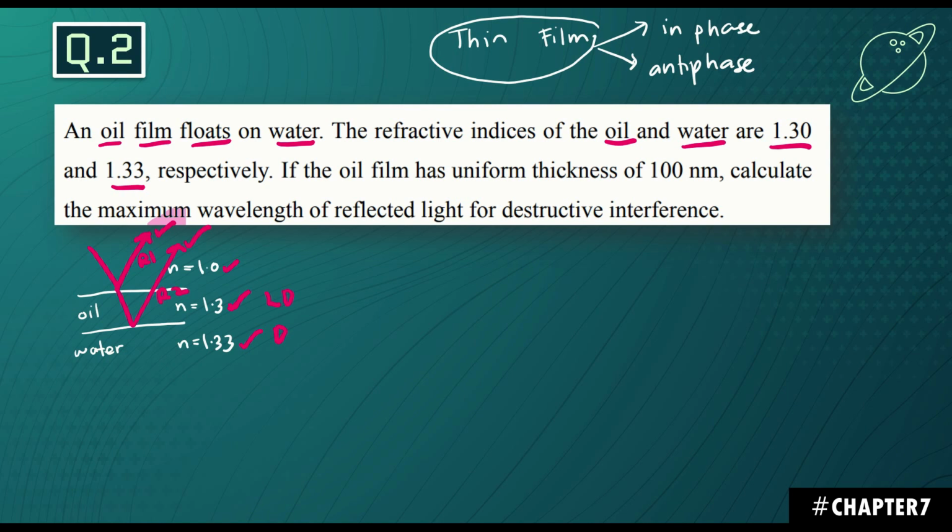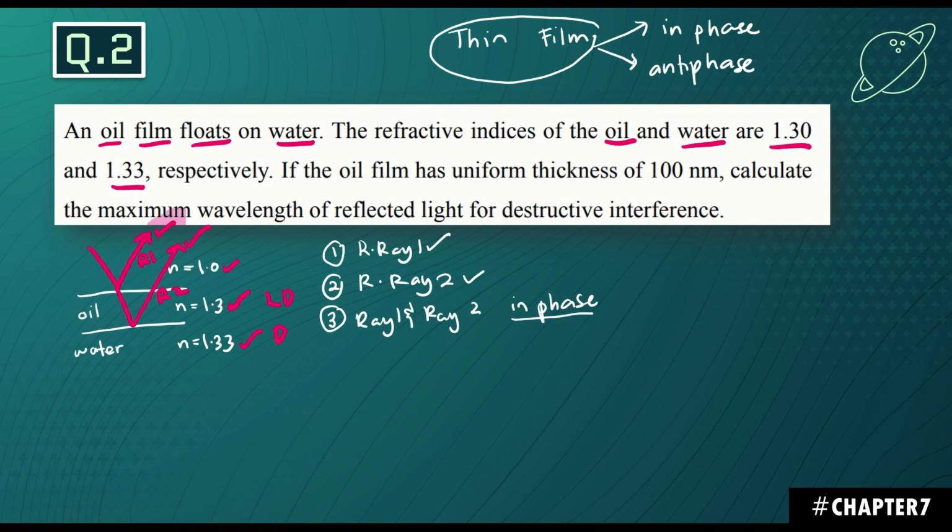So remember, the first step is to determine whether reflected ray number 1 has phase change or not. Step number 2, whether reflected ray number 2 has phase change or not. Step number 3 is you decide whether ray 1 and ray 2 are in phase or anti-phase. So we have in phase here for this case. Then for this case, it is destructive. It is mentioned in the question, destructive.